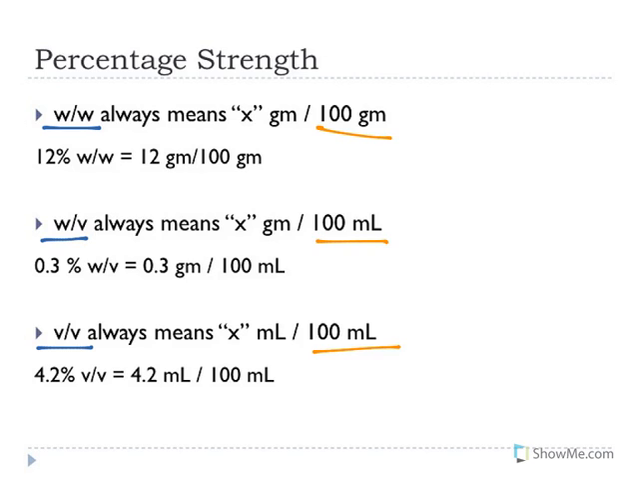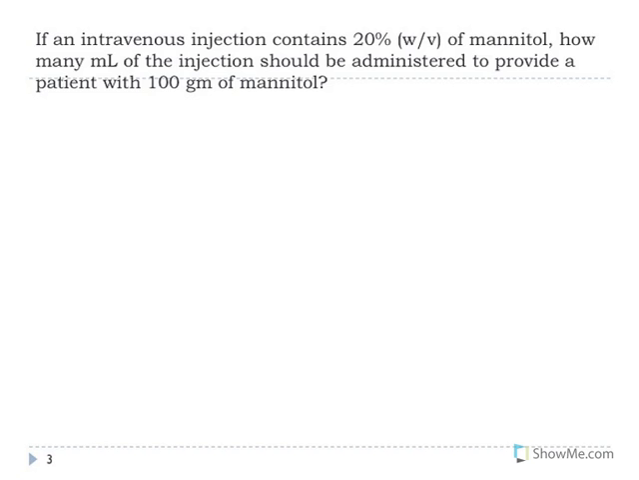So when a percentage strength is given, the number itself becomes the numerator, as you can see here, 12, 0.3, 42. And 100 will always be the denominator. The other consistency of percentage strength is the units are always either going to be grams if you're dealing with weight, or mils if you're dealing with volume. So with these simple rules, we can go ahead and solve some problems.